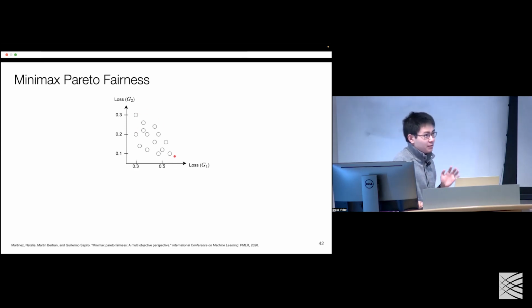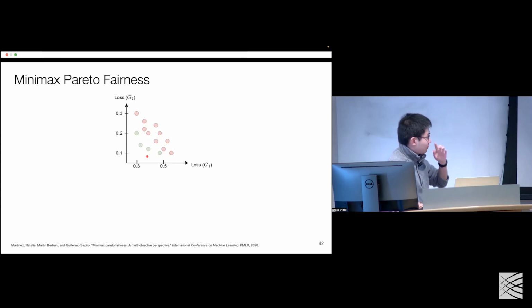Now we define this idea of Pareto optimality. We say a model is Pareto optimal if you cannot increase the performance of one group without decreasing the performance of another. So if you think about it, the green dots here are the set of Pareto optimal models. These are the models where you cannot increase the performance for a group without decreasing performance for another. These are models that are at the bound of the Pareto curve.